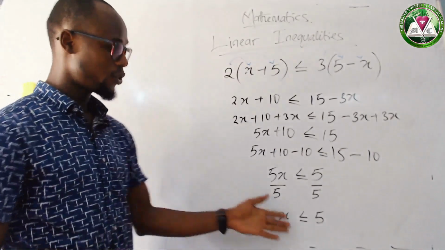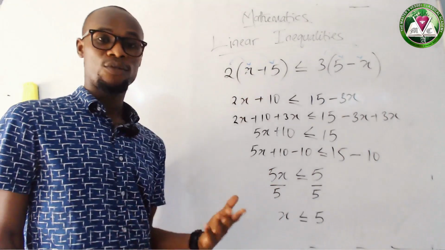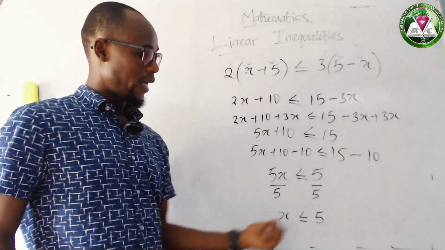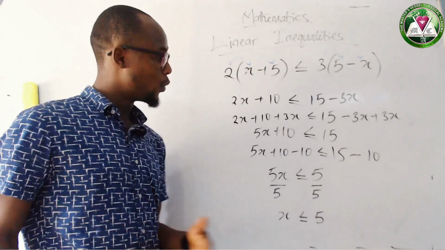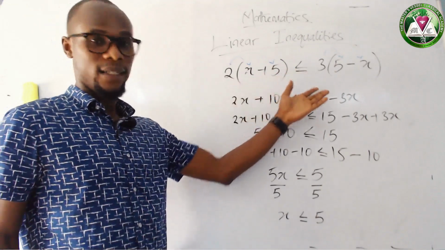Now this is our solution set, our solution for the inequality. That is, if we choose any value of x that ranges from 1 downward, let's say 1, 0, -1, -2, it will satisfy this inequality.